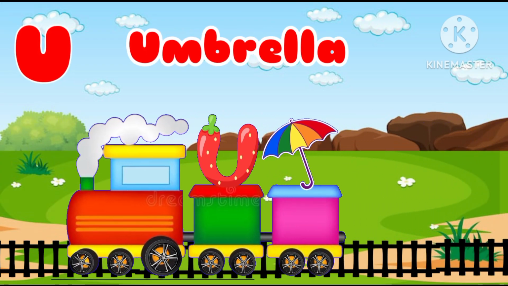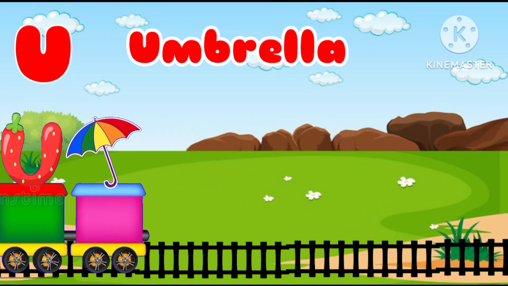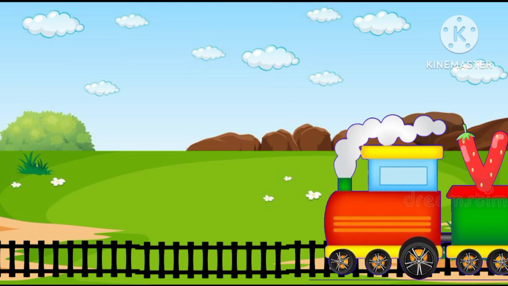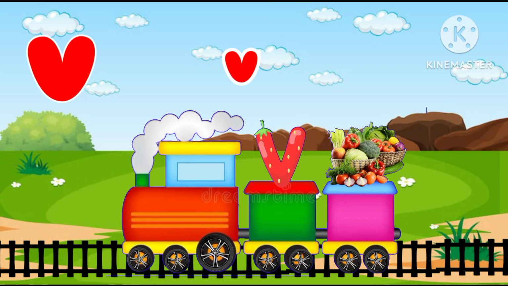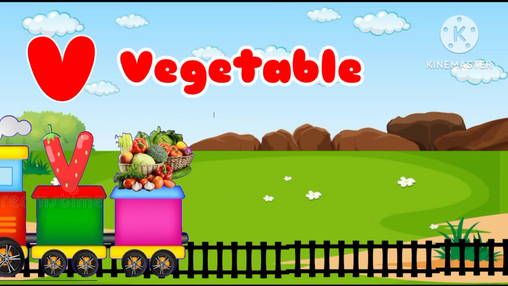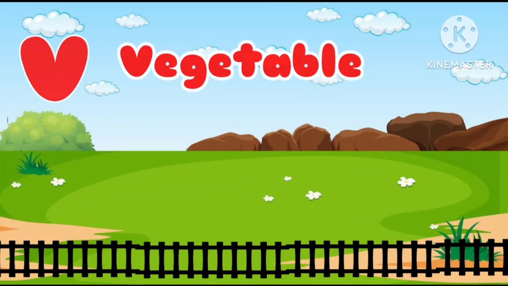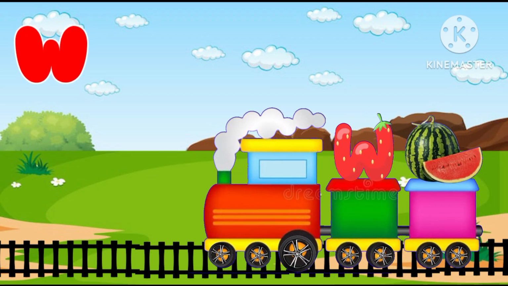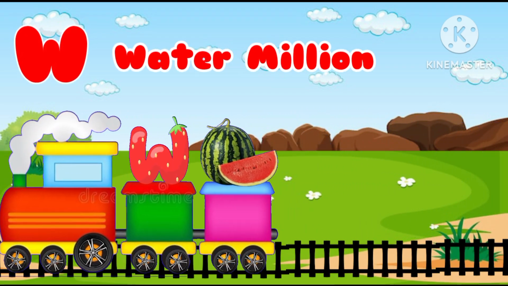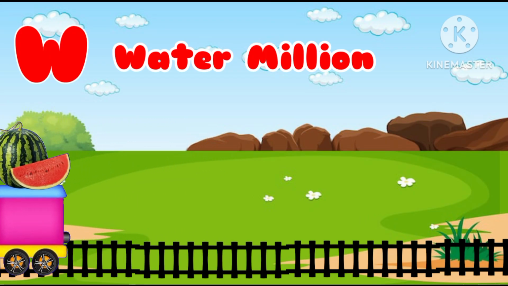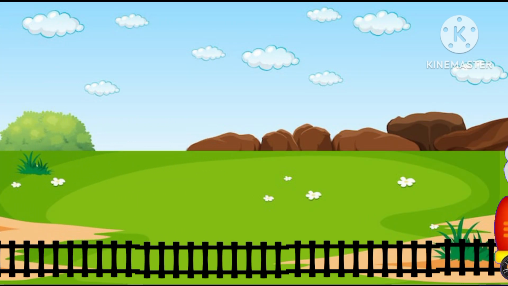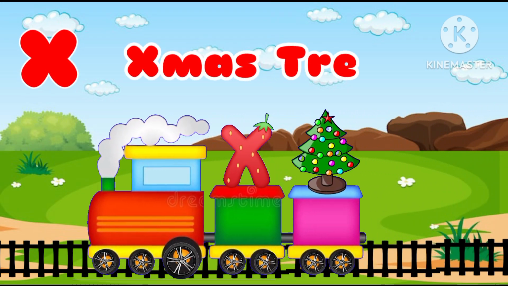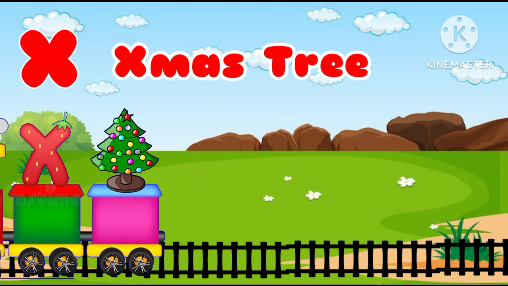U. U for umbrella. V. V for vegetable. W. W for watermelon. X. X for Xmas tree.